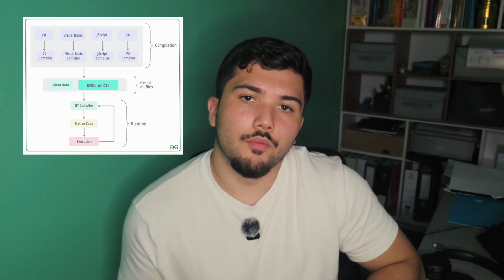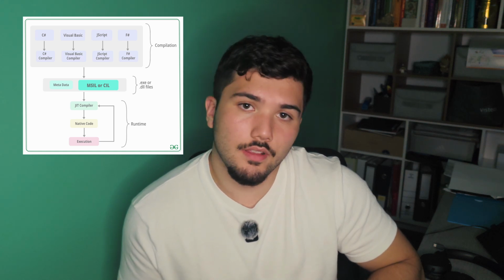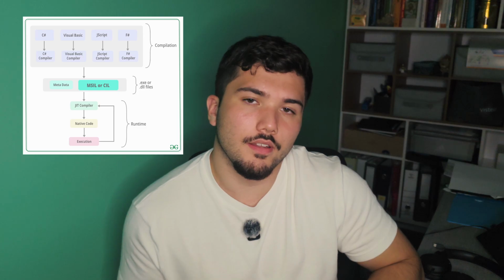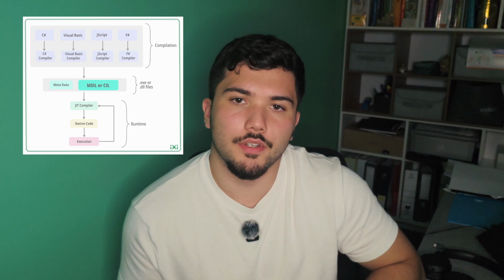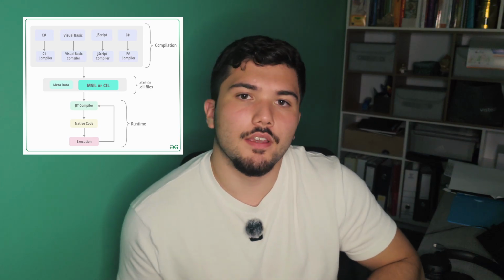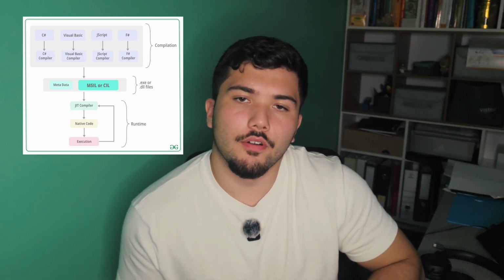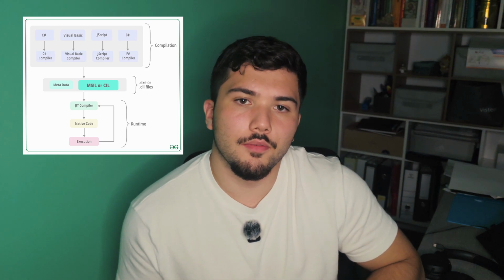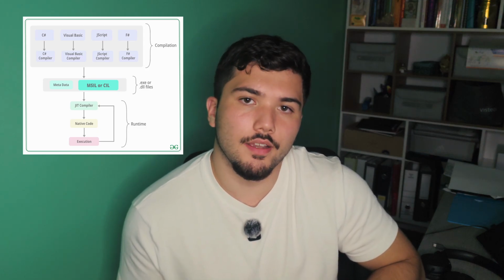Then each of those languages has a compiler that will compile this high-level code and turn it into IL, which means intermediate language. It can also be defined as MSIL, MCIL, or CIL, Common Intermediate Language, but it's all the same. In the end, there will be an executable file or a DLL, and this will be executed by the JIT compiler, which will transform this code to native code and execute it on the CPU.